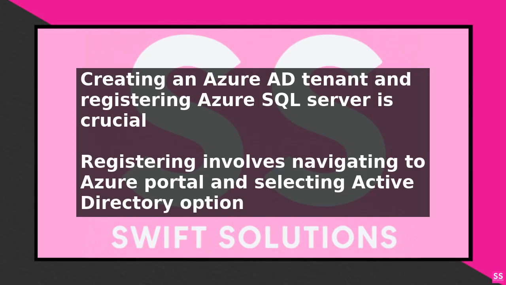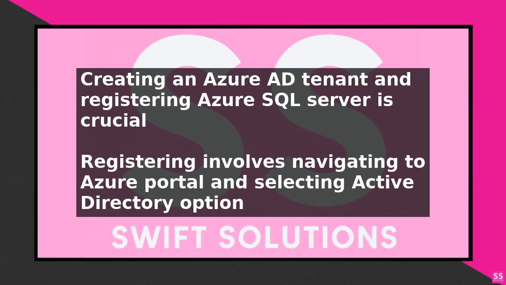Once you have registered your Azure SQL server with the Azure AD tenant, you can create Azure AD users and groups and grant them access to your Azure SQL database. This is done by navigating to the Azure portal, selecting the Azure SQL server, and then clicking on the Firewalls and Virtual Networks option. From here, you can add the Azure AD users and groups you created and grant them the necessary permissions to access your database.